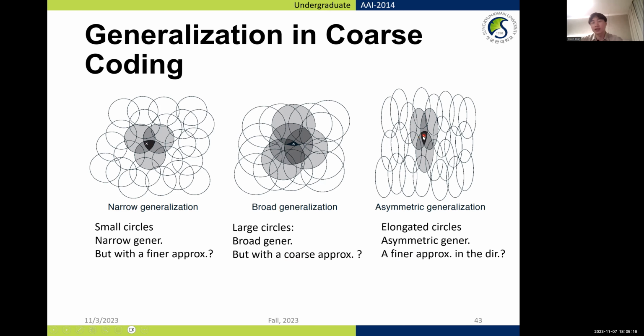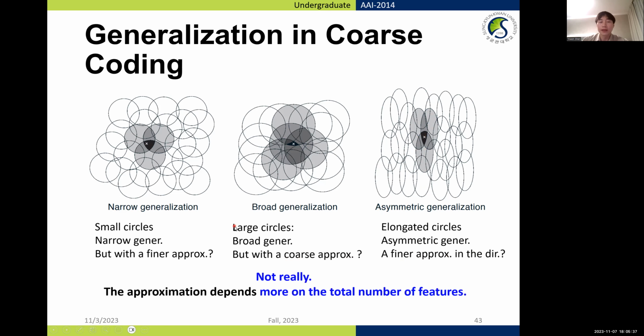Then in this case, what will it represent? It gives you a finer approximation in a particular direction because we elongated the circles. So for a particular direction, it may have a finer approximation. Actually, it's not true. The approximation depends more on the total number of features. Total number of features means the number of circles here. Even though we have these small circles, we have a lot of features. If we have larger circles, then we may have fewer circles, fewer features.